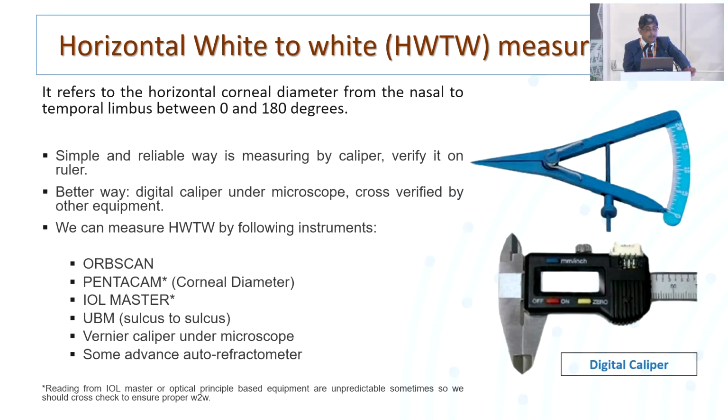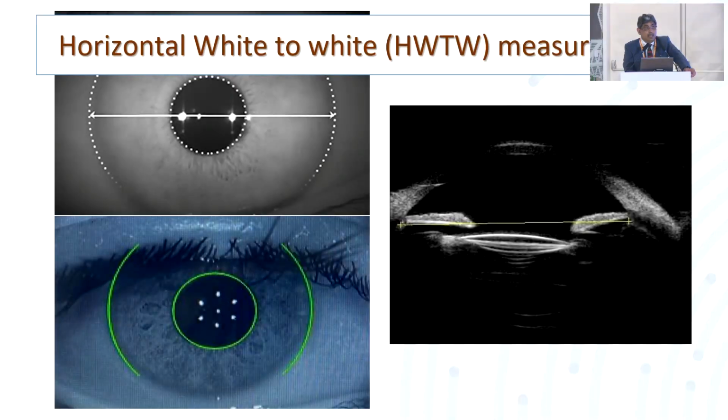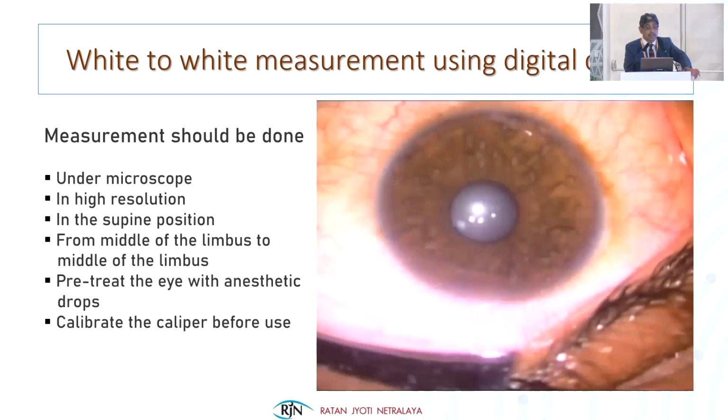Otherwise, we can do it by OpScan, Pentacam, IOL Master, UBM, vernier caliper, or various autorefractors, which also now provide us this. So the horizontal white-to-white image you can see on the left side, which comes on the keratometers, and the right side is the UBM, which tells us about the sulcus-to-sulcus diameter. So we will discuss it later.